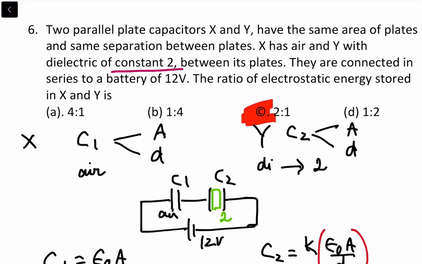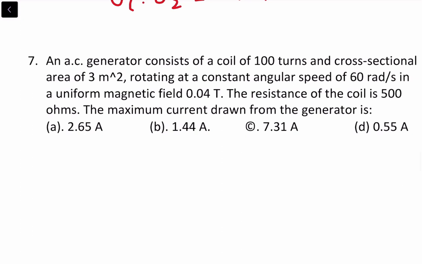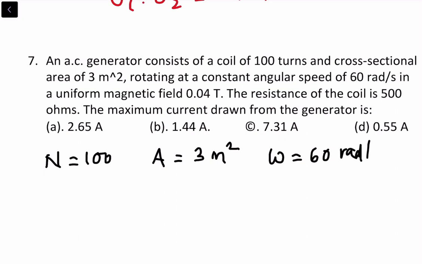Now after that, let's continue and go to the next problem, that is the seventh problem. An AC generator consists of a coil of 100 turns and a cross-sectional area of 3 meters square. I will write whatever they have given. The number of turns is equal to 100, the cross-sectional area is equal to 3 meters square, and it is rotating at a constant angular speed, that is omega is equal to 60 radians per second, in a uniform magnetic field, that is B is equal to 0.04 Tesla. The resistance of the coil is 500 ohms.